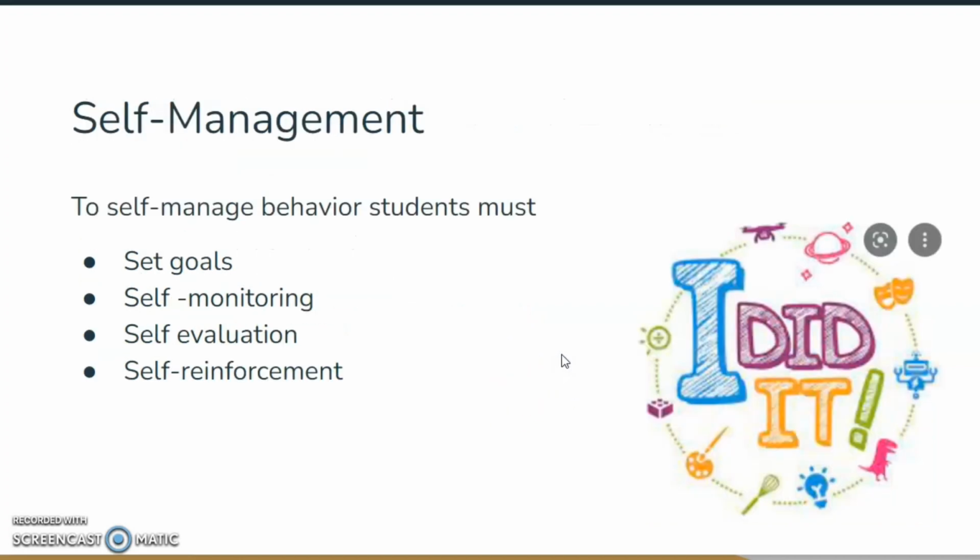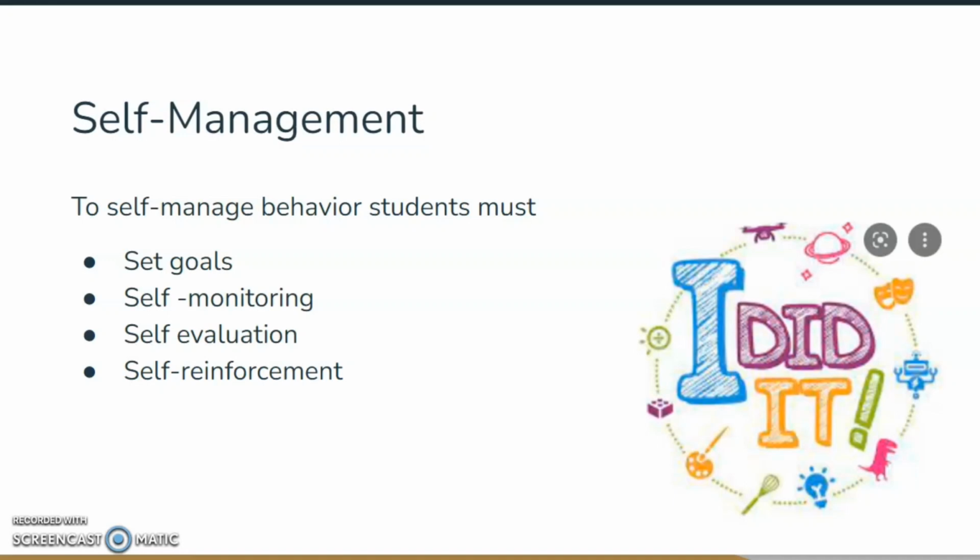Okay, self-management is defined as the processes used by an individual to influence his or her own behavior. So to self-manage behavior, students must be able to set goals, self-monitor, self-evaluate, and self-reinforce. With goal setting, they need to be able to set personal performance goals for themselves. Self-monitoring, they need to be able to record their progression towards their goals. Self-evaluation, they need to evaluate the acceptability of performance outcomes.